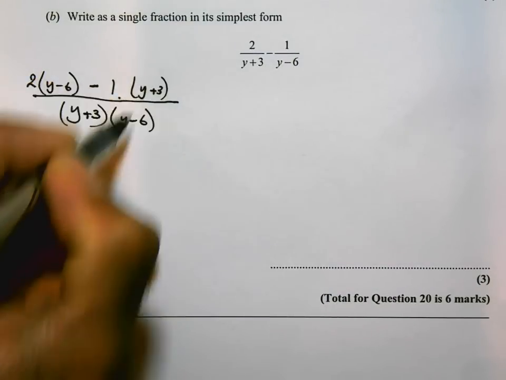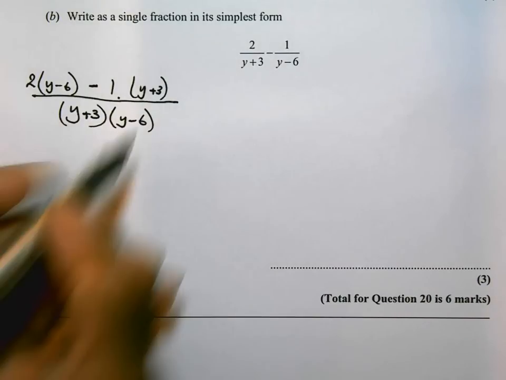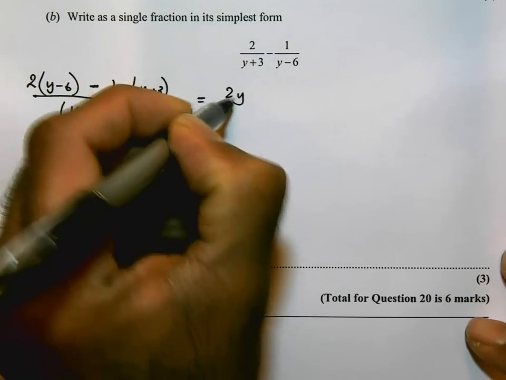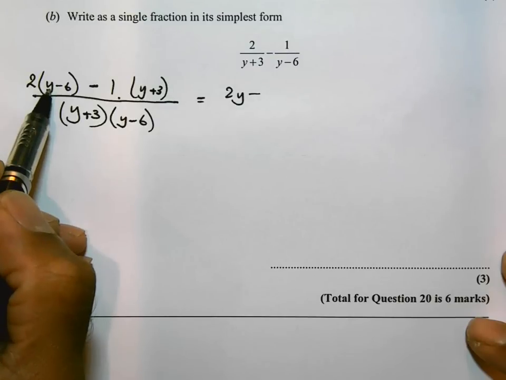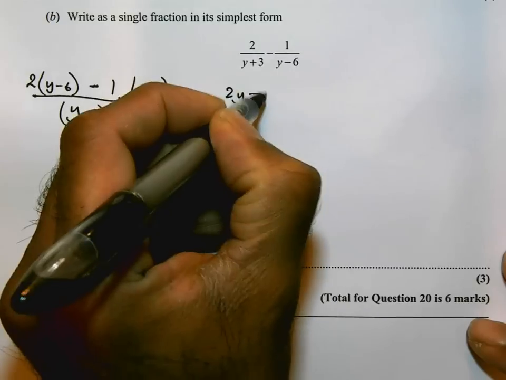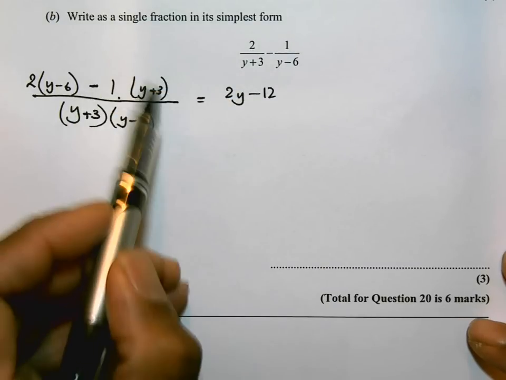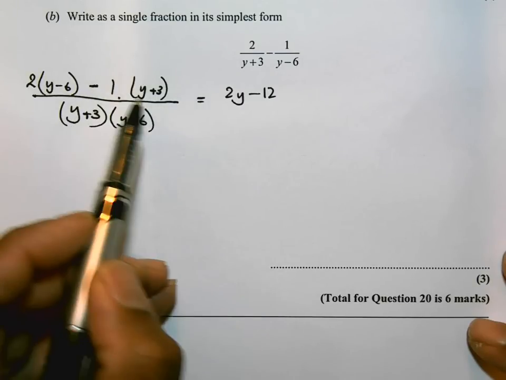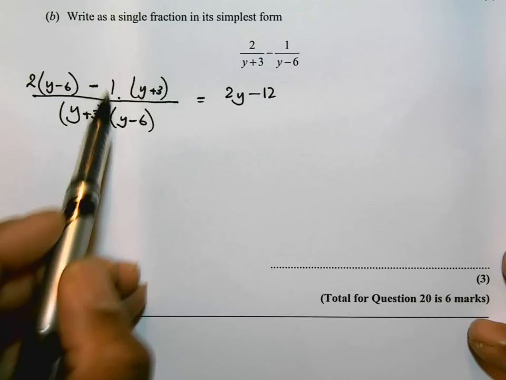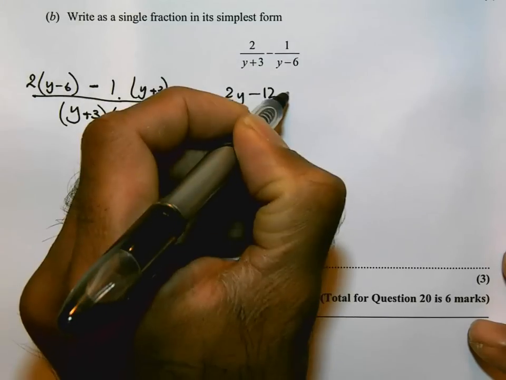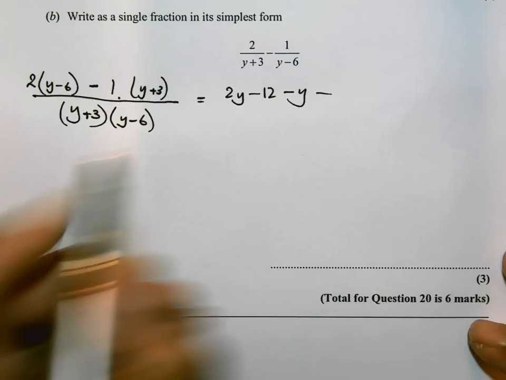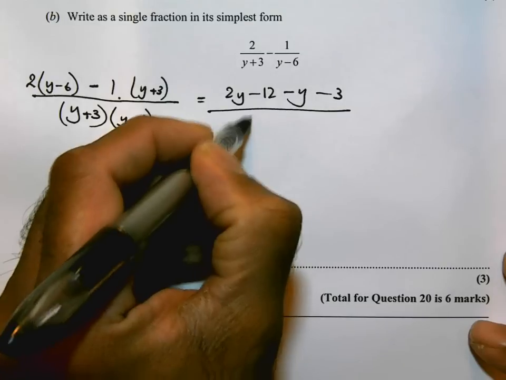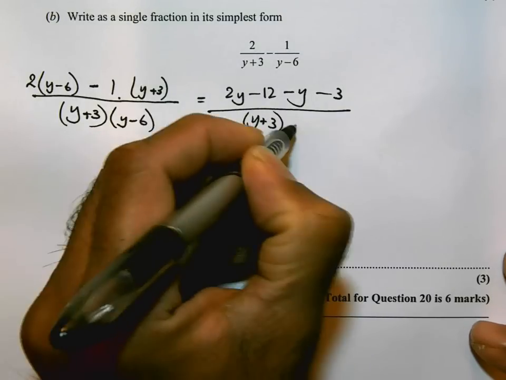Now I need to tidy up the bit at the top. Tidying up the bit at the top gives me 2y minus, so 2 times y is 2y, 2 times minus 6 is minus 12. This is the bit that's tricky and will catch most people out, because it's a minus there. That minus needs to go through the bracket, so we're going to use that 1. Minus 1 times y is minus y, and minus 1 times 3 is minus 3, all over y plus 3, y minus 6.